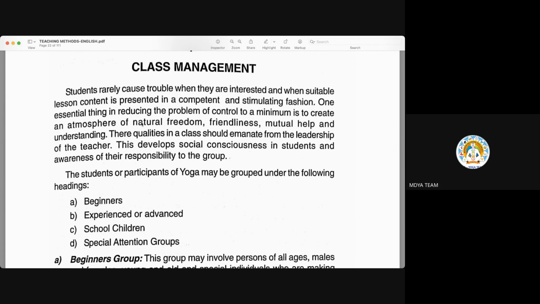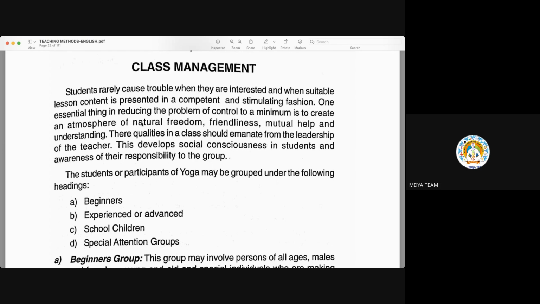So class management means what? There should be two main factors. One is the teacher, the other is the learner or student, and then the environment. Then how many students you are having? What is the age group, or you can say the mental level of students?